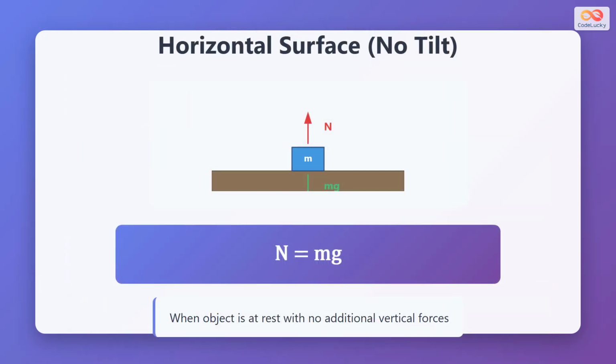On a horizontal surface with no tilt, calculating normal force is straightforward. When an object is at rest with no additional vertical forces acting on it, the normal force equals the weight of the object. Mathematically, normal force N equals mass m times gravitational acceleration, g. This makes intuitive sense. The surface must push up with exactly enough force to balance the object's weight, keeping it in equilibrium. This is the simplest case of normal force.